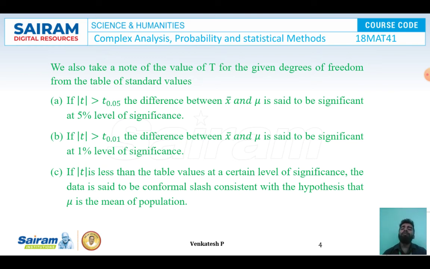So in the problems we have to check the following three conditions. The first condition is if mod t is greater than t 0.05, the difference between x bar and mu is said to be significant at 5% level of significance. Similarly, if mod t is greater than t of 0.01, the difference between x bar and mu is said to be significant at 1% level of significance. Finally, if mod t is less than the table values, then we say the difference between x bar and mu is not significant.